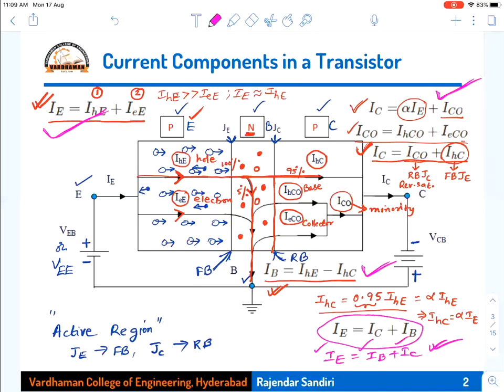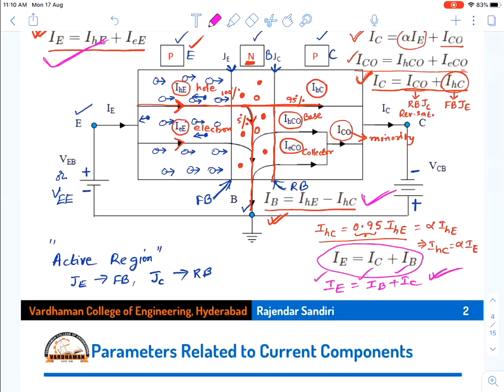So IHC is represented as alpha times IE, and along with that, the reverse saturation current IC naught is also there. Therefore, total collector current is equal to the current flowing from the emitter region plus the current that is generated across the reverse biased junction, that is IC naught. So these two are the currents in the collector current. So this is all about the current components in a transistor.